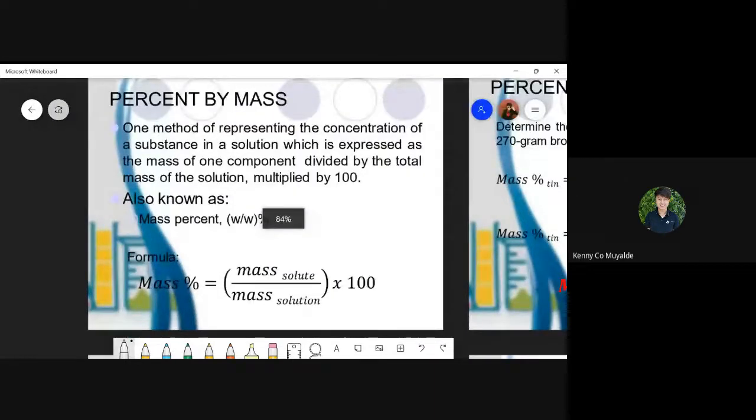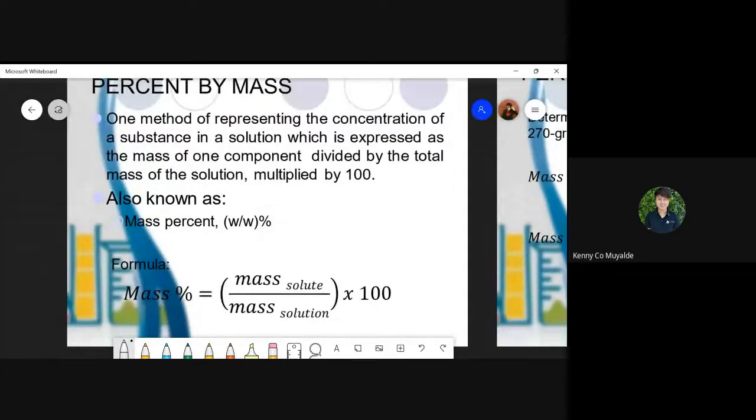So this is our formula. Percent by mass is equal to the mass of solute over the mass of solution times 100. So we know the mass of the solute, yun yung ating tinutunaw or yung mas mababa ang concentration or mas mababa ang value. What about the mass of the solution? How do we get the mass of the solution? In our first slide, we have discussed that the solution is composed of the solute plus solvent.